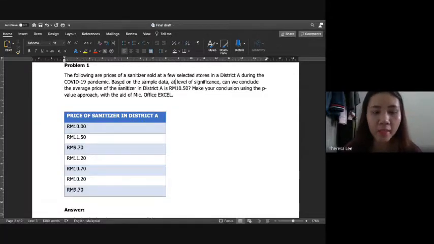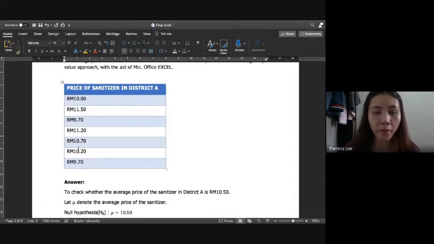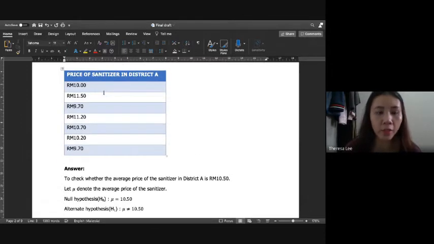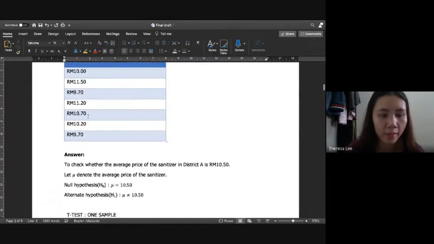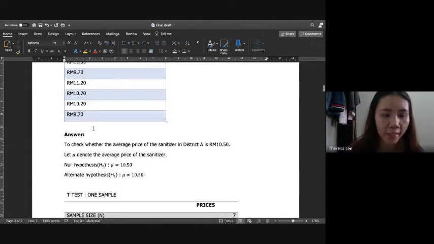The following are prices of sanitizer sold at a few selected stores in District A during the COVID-19 pandemic. Based on the sample data, at the level of significance, can we conclude the average price of sanitizer in District A is 10 ringgit 50? Make your conclusions using the p-value approach with the aid of Microsoft Office Excel. The prices of sanitizer in District A are 10 ringgit, 11 50, 9 ringgit 70 cent, 11 20, 10 70, 10 20, and 9 70.